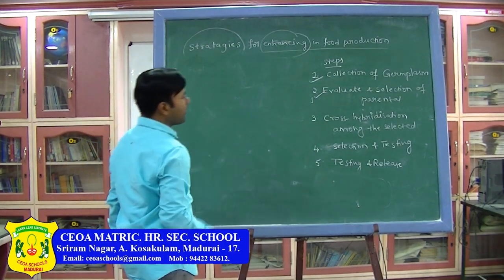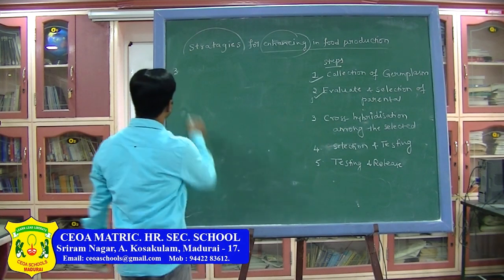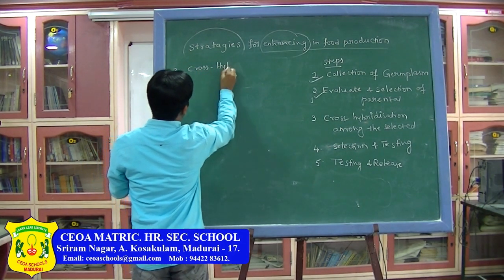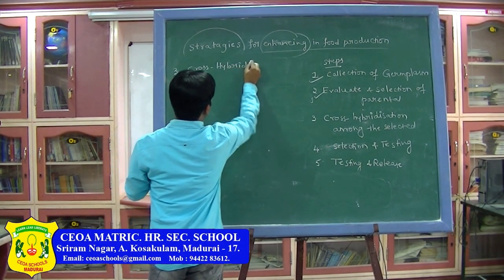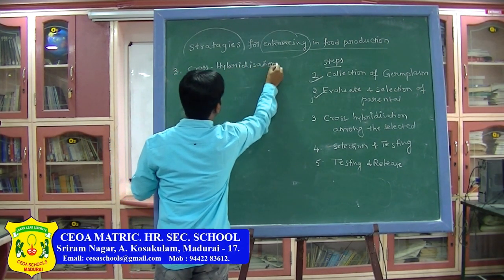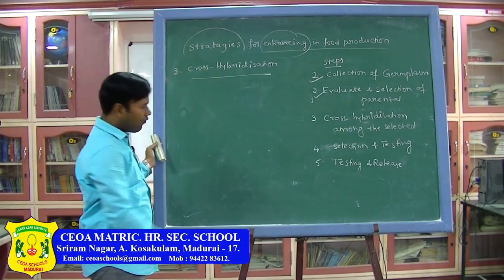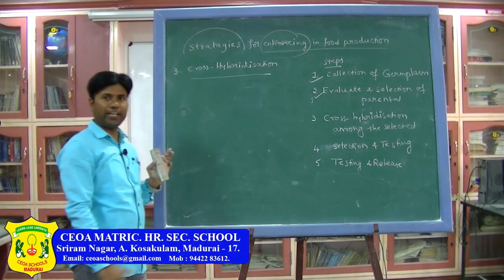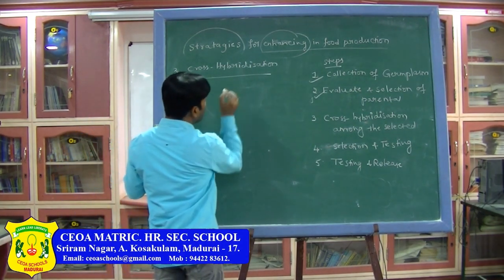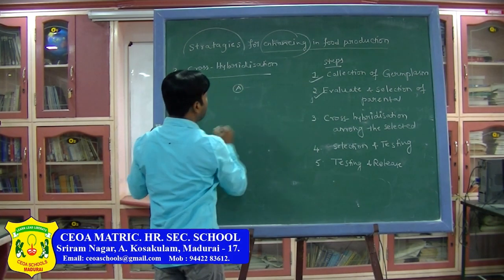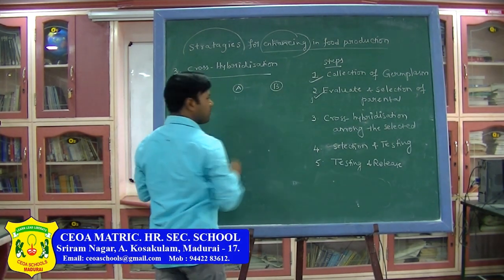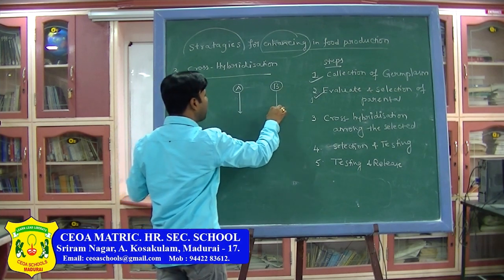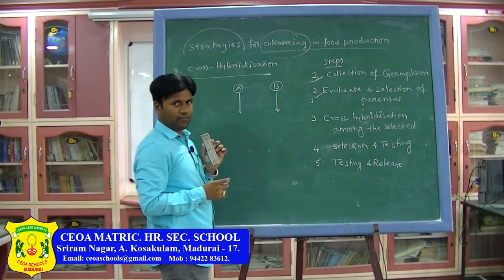What is the third step? Cross hybridization among the selected parents. We have selected in the previous step male and female. Am I right? So now let us see. Now I am writing A as the male and B as the female. Okay. Then A consists of some desired characters and B also consists of some desired characters.